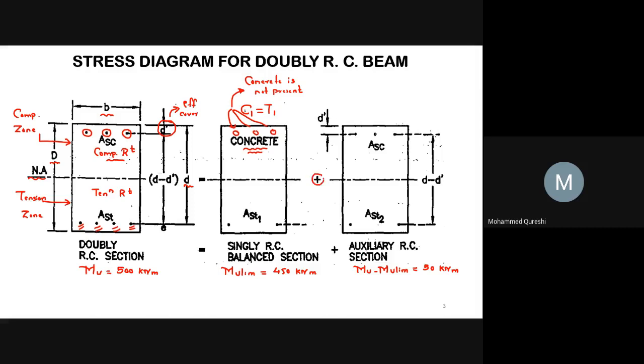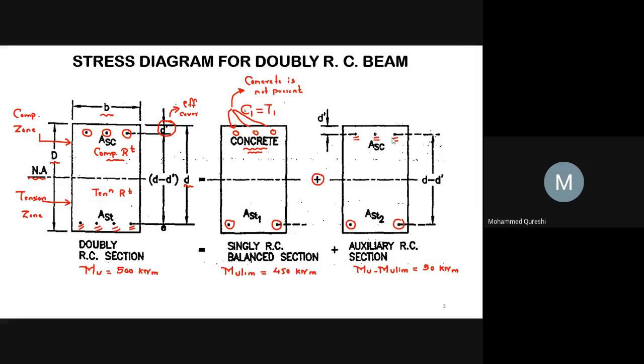Hence, this is the addition of the singly RC as well as the auxiliary portion. Here in the W section there are 4 bars, so I will distribute here 1 bar and the second bar, similarly first and second bar. So our total 4 bars are distributed over here. And we know that in the singly RC balanced section, bars are not provided in the compression zone. Hence, in the WRC section, the upper 3 bars are simply provided in the auxiliary section. So this is our first, second, and third bar.